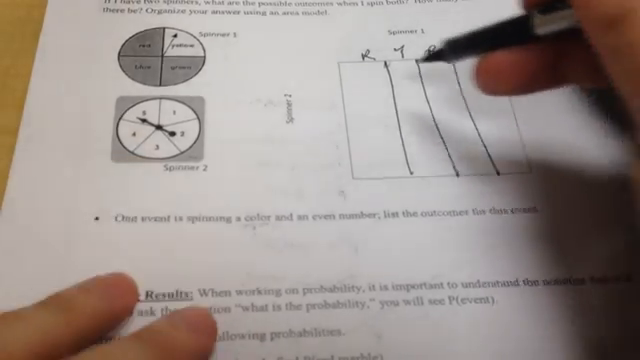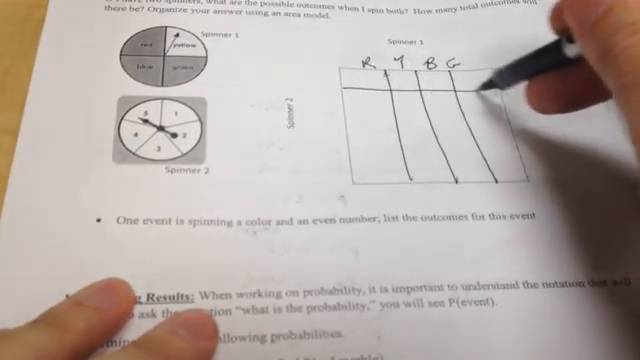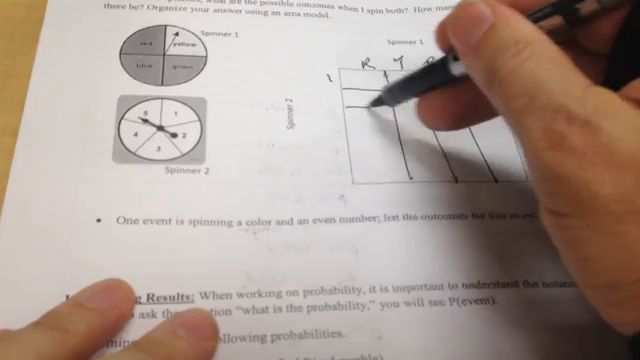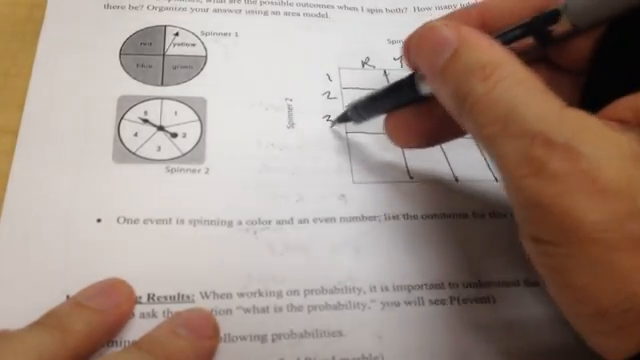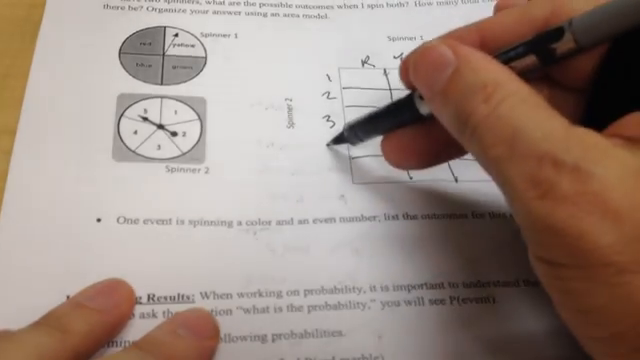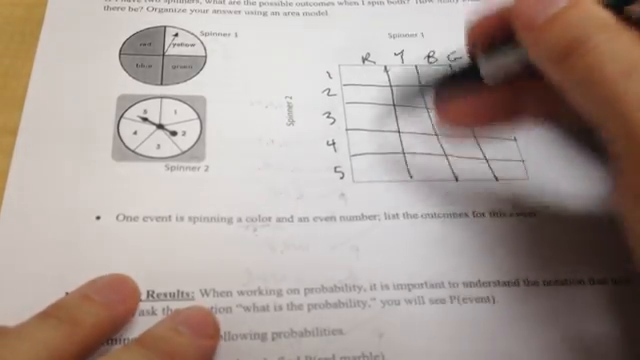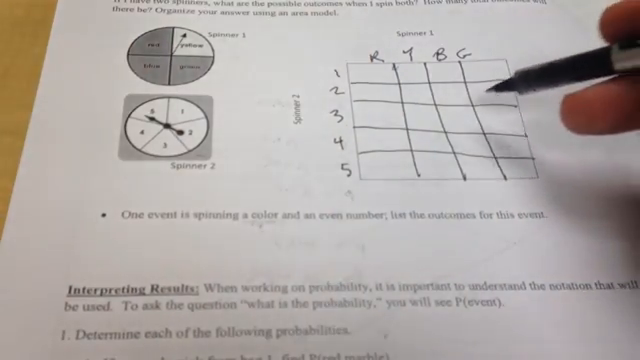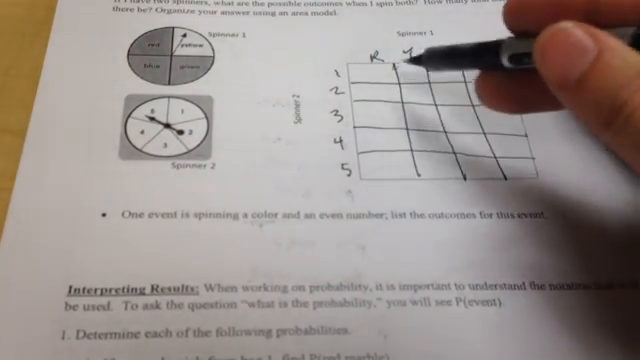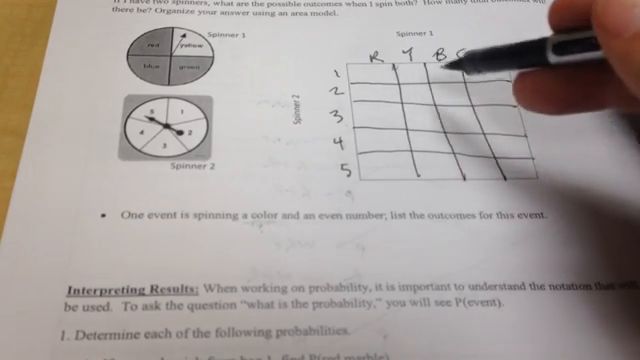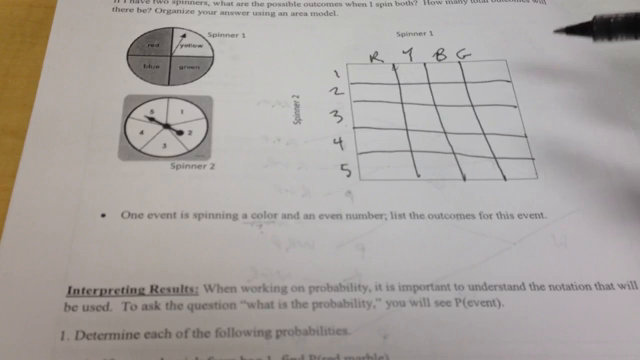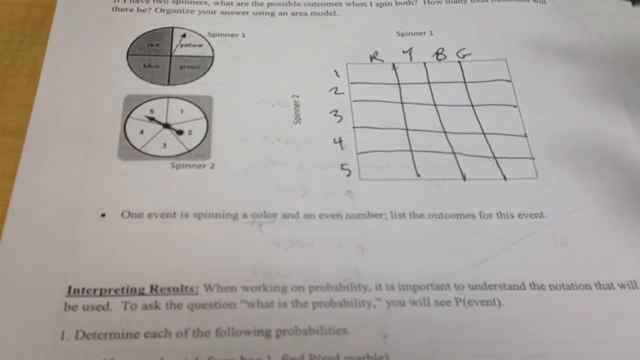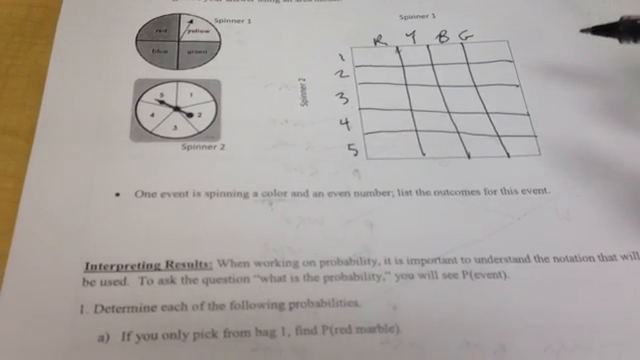And then my spinner over here, my possibilities are 1, 2, 3, 4, and 5. And if these are all equally spaced and these are equally spaced, the reason this is called an area model is that the area of any one of these things compared to the overall area somewhat describes our likelihood of things happening. But for right now, we're just talking about sample spaces.